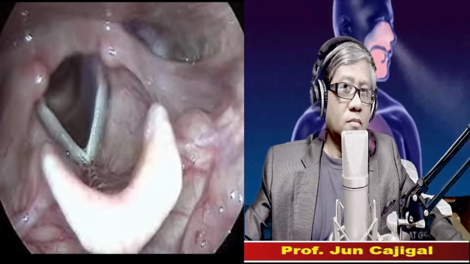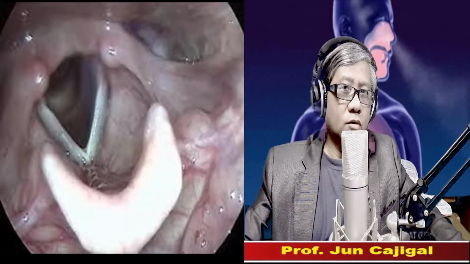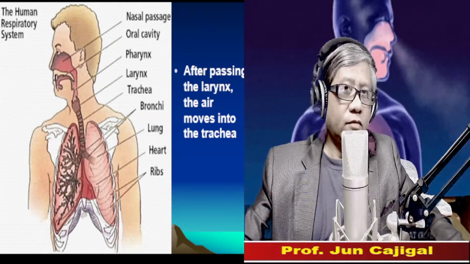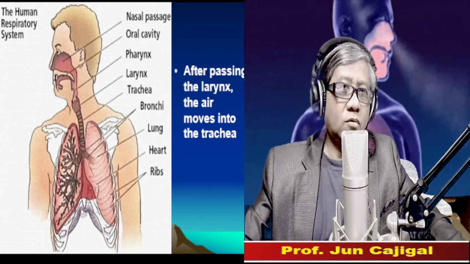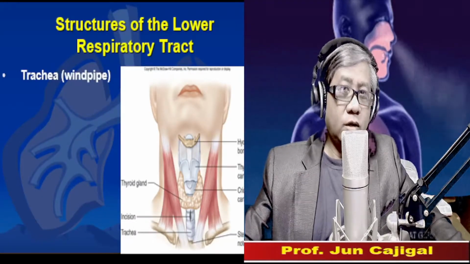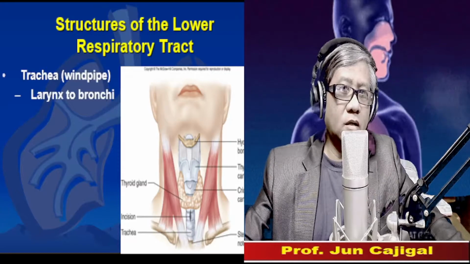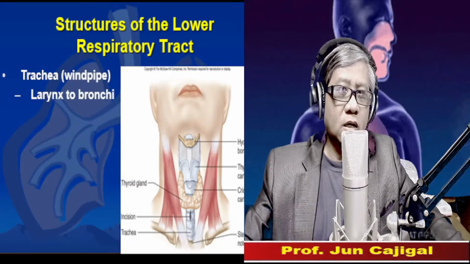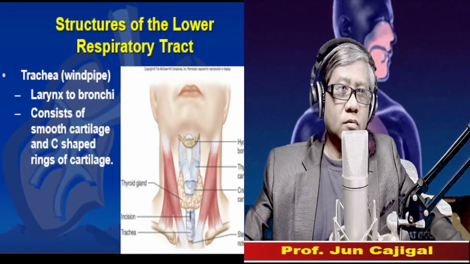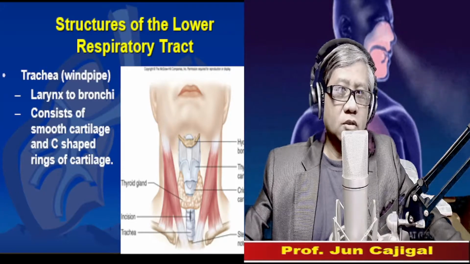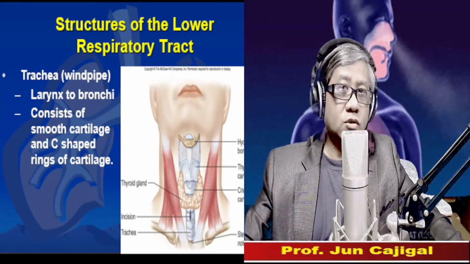Now once the air has passed through the larynx and the vocal cords, the air now moves into the trachea or the windpipe. Now the trachea is the tubular structure between the larynx and the bronchi or the bronchial tubes. And the trachea is composed of smooth cartilage and C-shaped rings of cartilage. The cartilage tissue here sees to it that the trachea doesn't collapse.